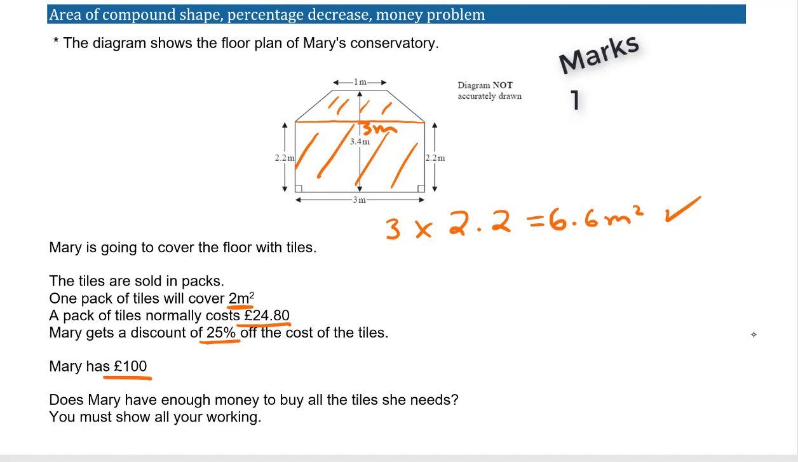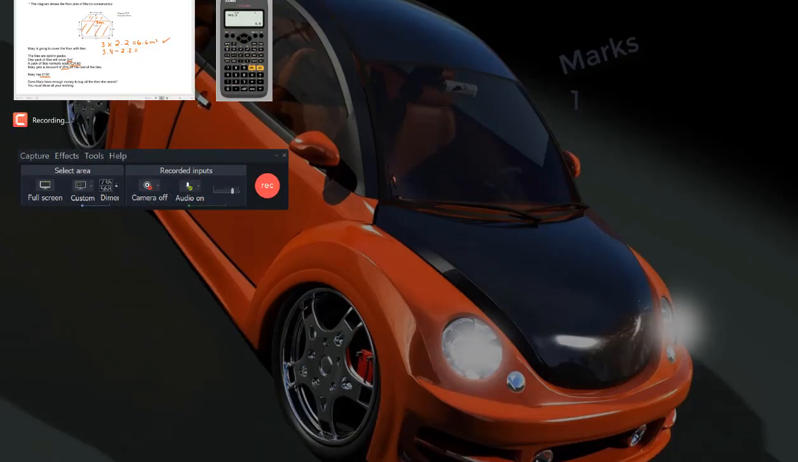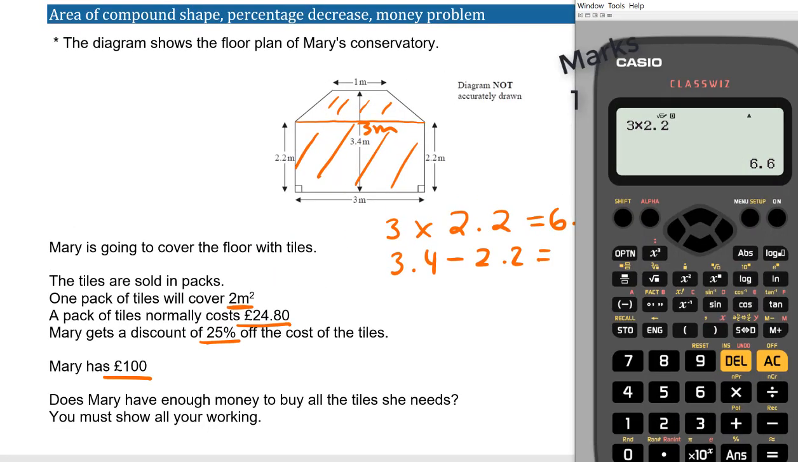We don't have a height given. So what we can do is, we know that the whole height is 3.4 and the rectangle's height is 2.2. So if we take away 2.2 from the whole height of the shape, so 3.4 take away 2.2, that will give us, let's pull out the calculator. I'm pretty sure you can do this in your head, but always be sure that you work out the correct answer. Otherwise, the rest of the answer will be wrong. So 3.4, and if it's a calculator question, always use a calculator.